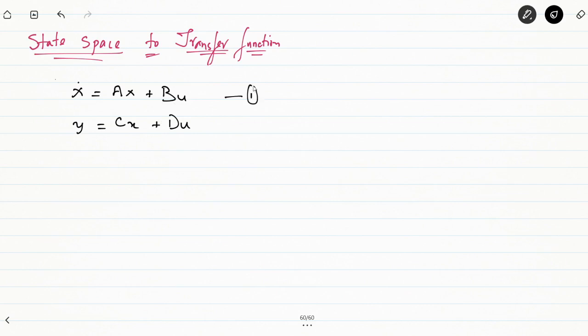So let's number these equations as 1 and 2. These two equations are in time domain. The state space model is defined in time domain. To obtain a transfer function model, we know that a transfer function model is defined in S domain. So what we can do is apply the Laplace transform to these equations and find out the transfer function model. So applying the Laplace transform to equation number 1.